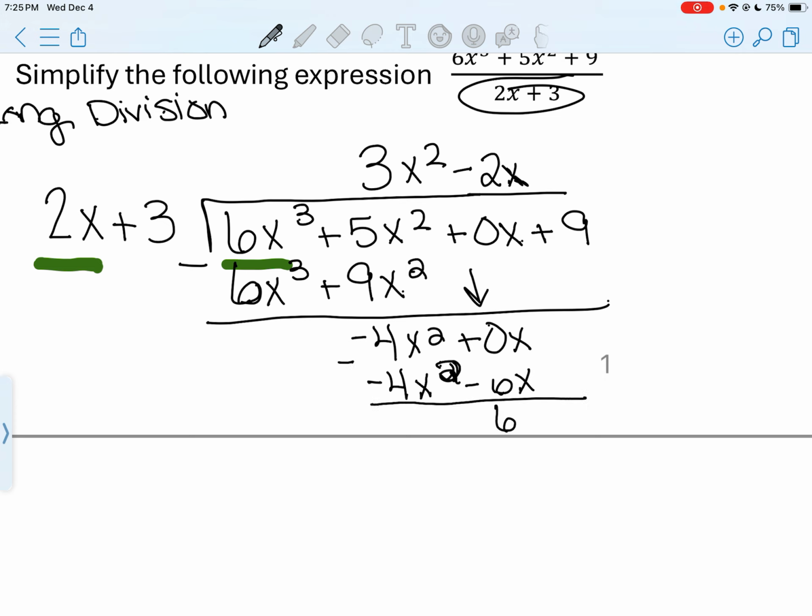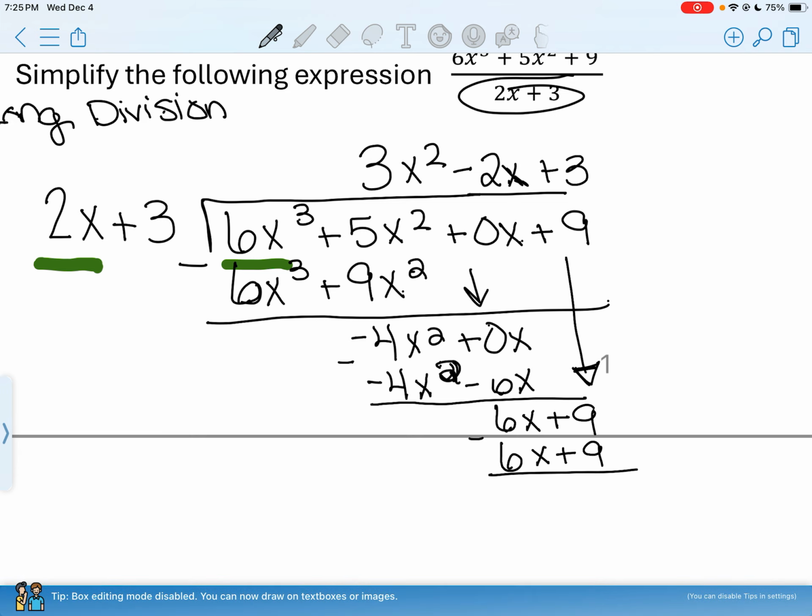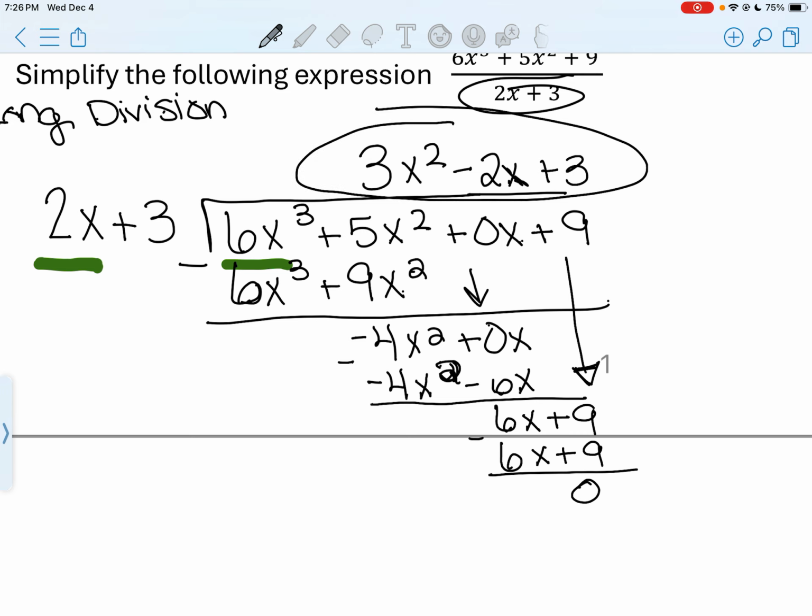And that leaves me with a 6x. Bring down this plus 9. So once again, just focusing on my x, what do I need to multiply 2x by to get 6x? 2 times 3. All right, so I'm going to multiply 3 by 2x plus 3, giving 6x plus 9. I subtract them, and my remainder is 0. There is no remainder. Therefore, this is my answer: 3x squared minus 2x plus 3.